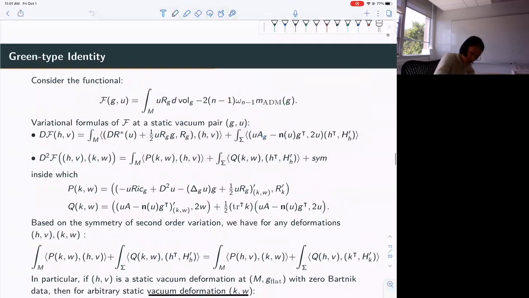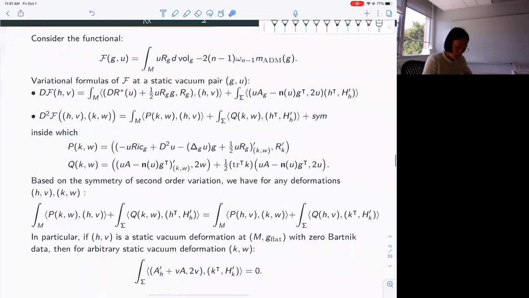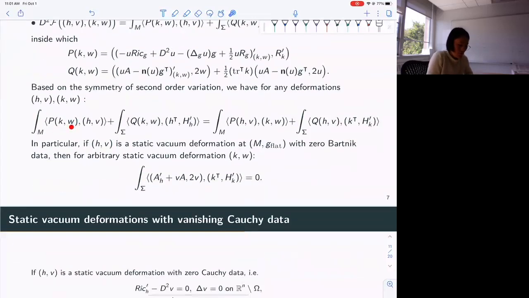So for the Laplace equation, we have, say, integral over M of Laplace u times w plus the integral along the boundary, normal derivative of w times u. This should equal the integral of Laplace w times u. Okay, so here we are considering the Laplace operator with Dirichlet data. Here we are considering the static vacuum operator with Bartnik data. Okay, so that's the identity we have.